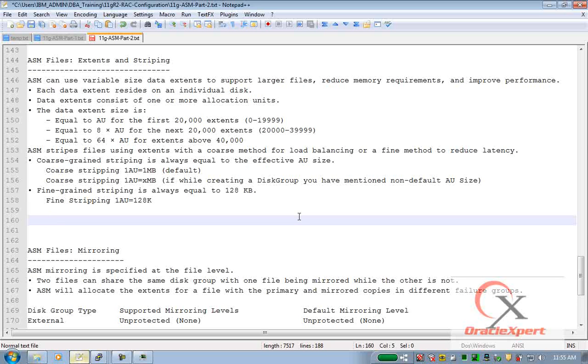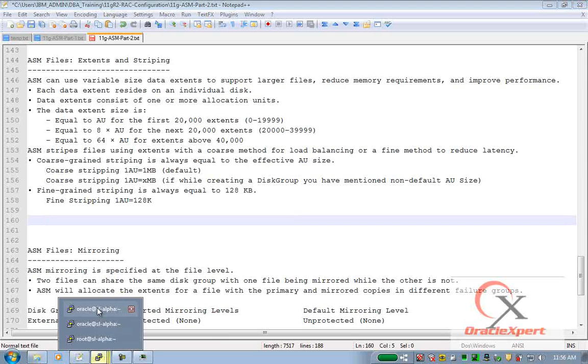For all other files excluding control file, it will adopt coarse striping method. Only for control file, it will use fine striping, which means my file will be chopped into 128 KB pieces, or my file will be striped using 1 MB pieces, or my file will be chopped into pieces of AU size that I have selected at the time of disk group creation.